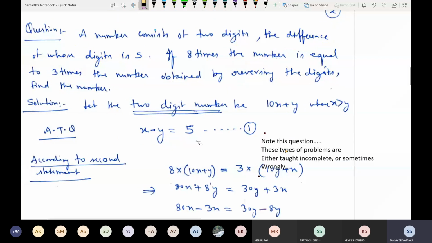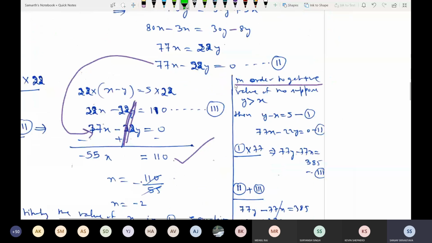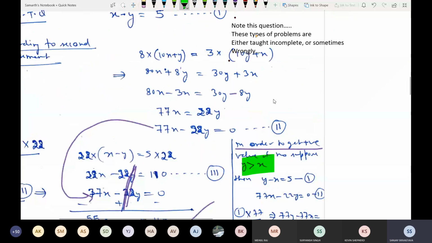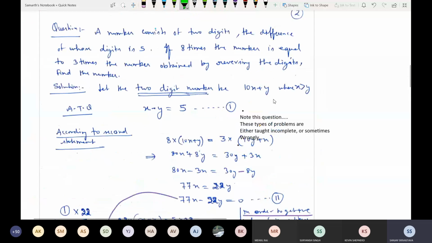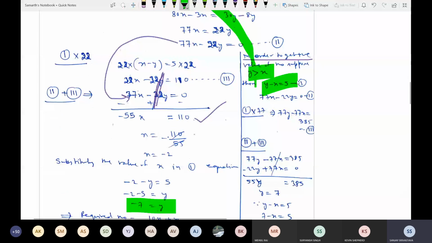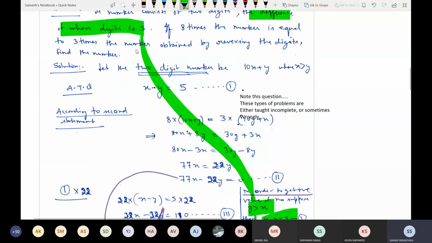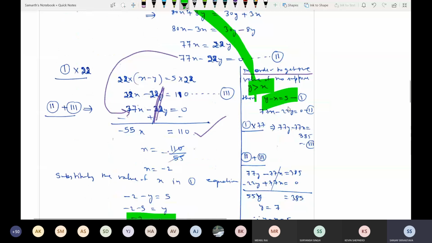Suppose y is greater than x, then what will be the first equation in this case? y minus x is equal to 5. The second equation will remain unaltered, because it is just saying that 8 times the number is equal to 3 times the number obtained by reversing the digits. So the second equation will be the same: 77x minus 22y equal to 0.